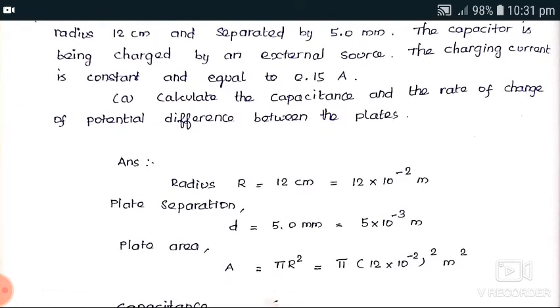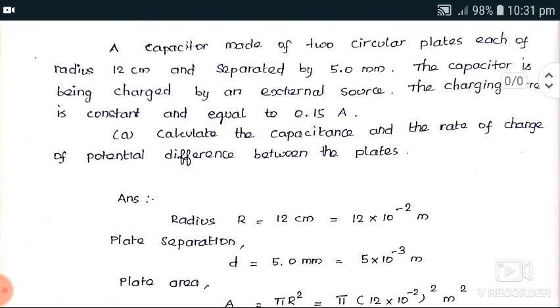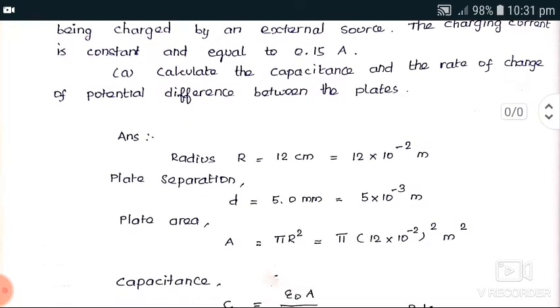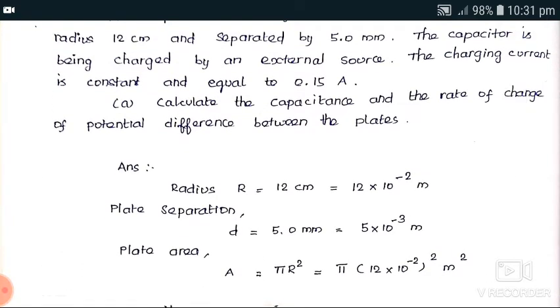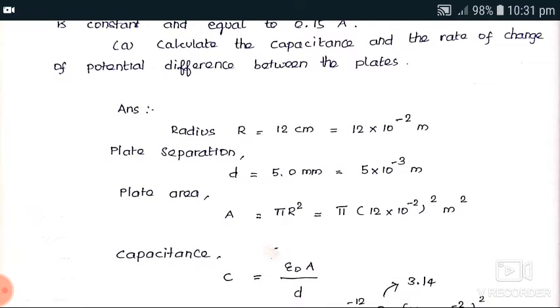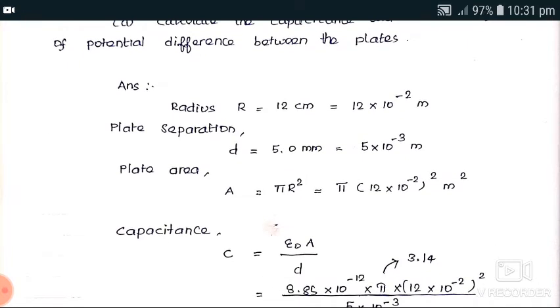The radius is 12 centimeter. So it will be converted into meter, that is 12 into 10 to the power of minus 2 meter. And then the plate separation, the distance between two circular plates, d is equal to 5 mm. Again you convert it into meter, that is 5 into 10 to the power of minus 3 meter. It is a circular plate, so the area of the circular plate, formula A is pi r squared.